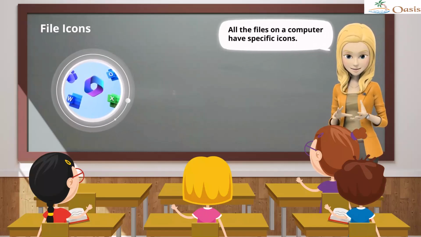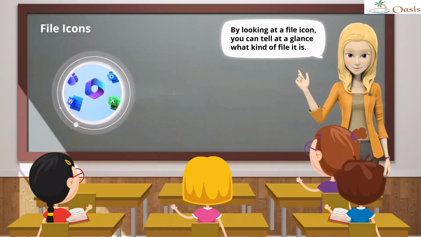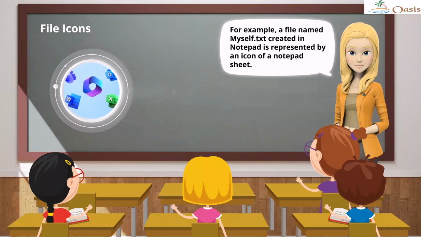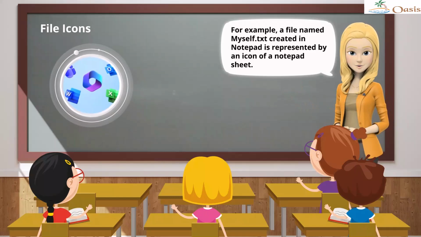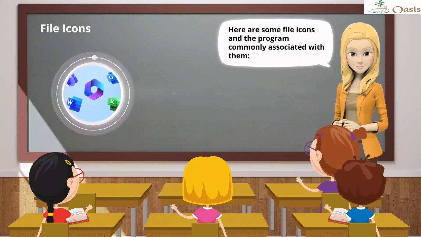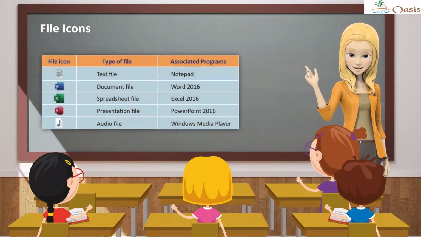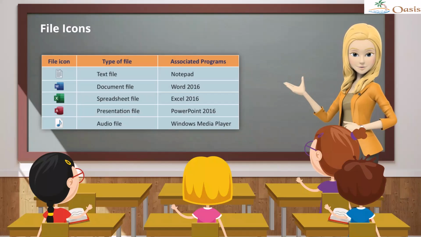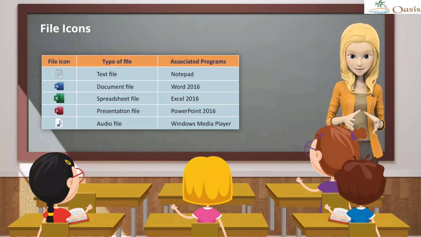Your computer represents files with icons. All the files on a computer have specific icons. By looking at a file icon, you can tell at a glance what kind of file it is. For example, a file named myself.txt created in Notepad is represented by an icon of a Notepad sheet. Here are some of the file icons and programs commonly associated with them. Text file, Notepad. Document file, Word 2016. Spreadsheet file, Excel 2016. Presentation file, PowerPoint 2016. Audio file, Windows Media Player.